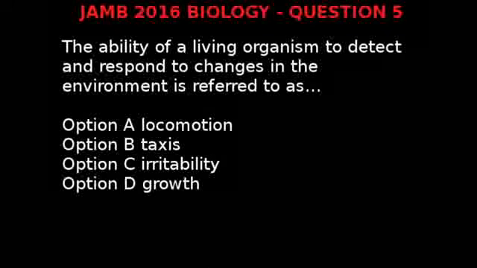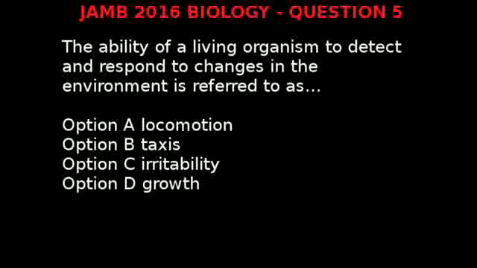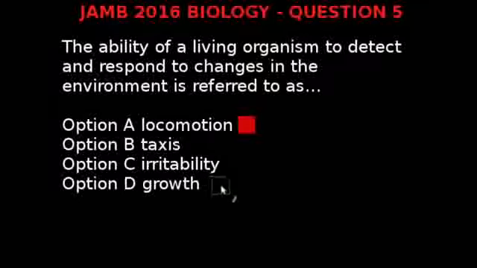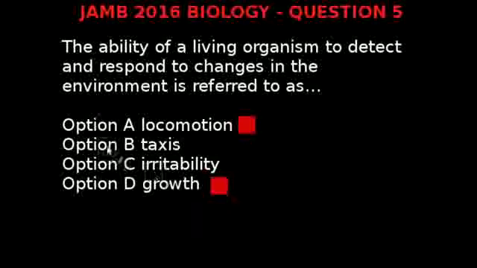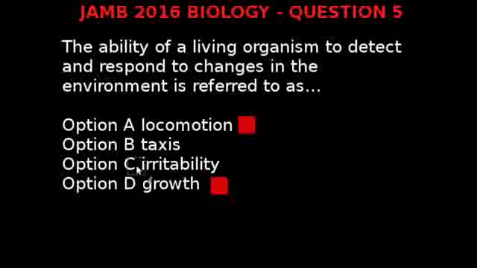JAMB 2016 Biology Question 5. The ability of a living organism to detect and respond to changes in the environment is referred to as option A, locomotion, option B, stasis, option C, irritability, option D, growth. From the options we have here, the answer isn't option A, which is locomotion, neither is it option D, which is growth. Our correct answer lies between option B and option C.